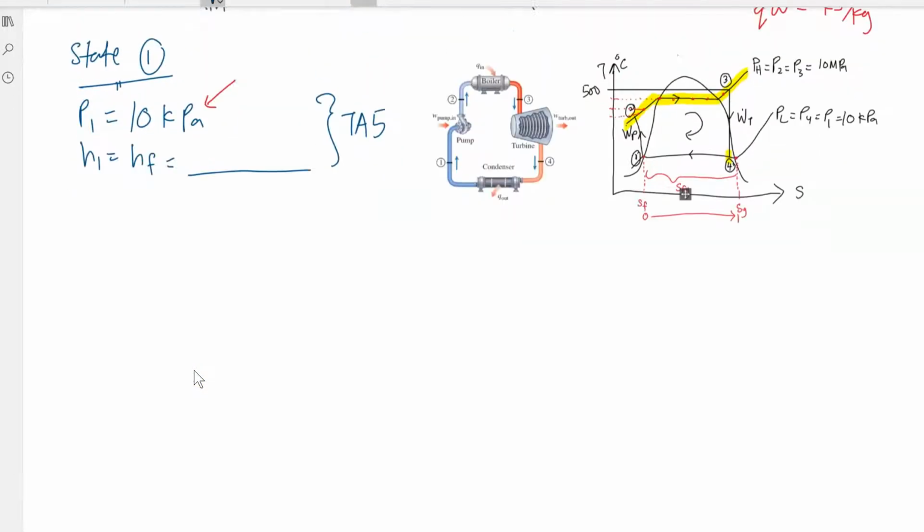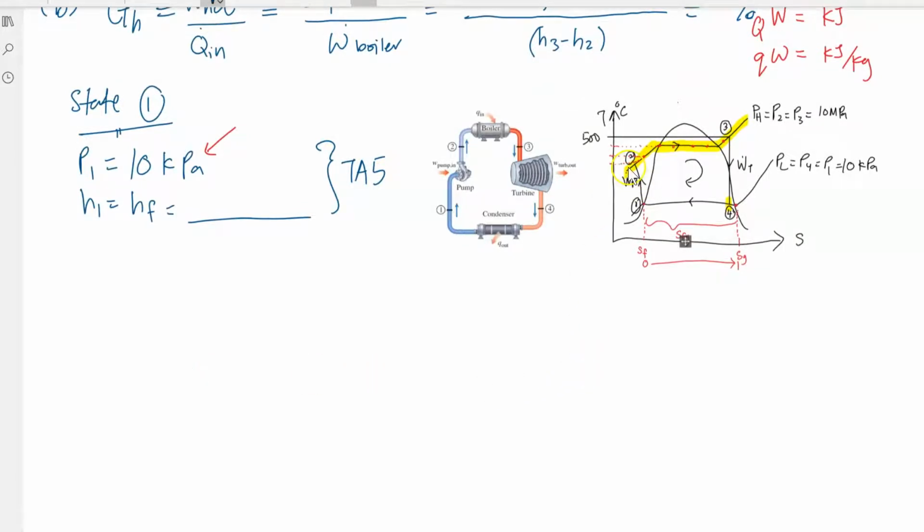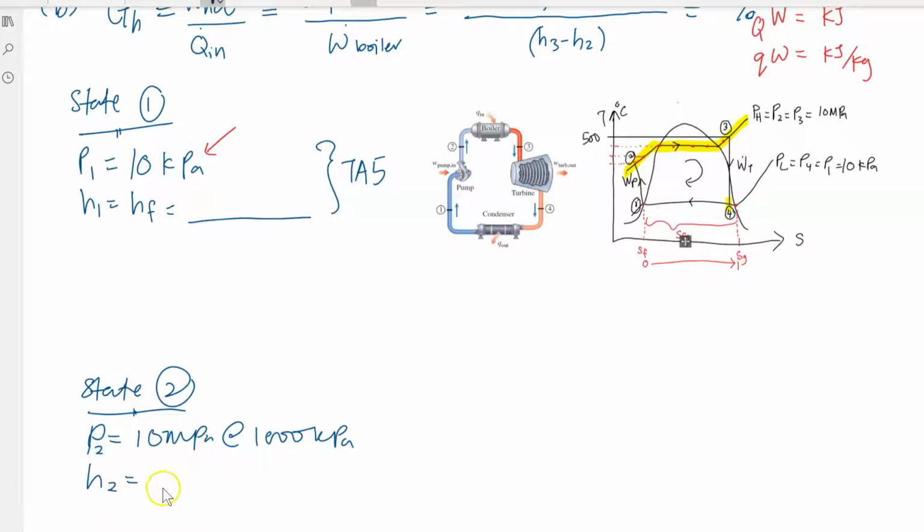Moving to the next part, we want to find state 2. For state 2, we have the pressure equal to 10 megapascal, or 10,000 kilopascal. And your H2 is actually in this compressed liquid region. So how are we going to find your H2?